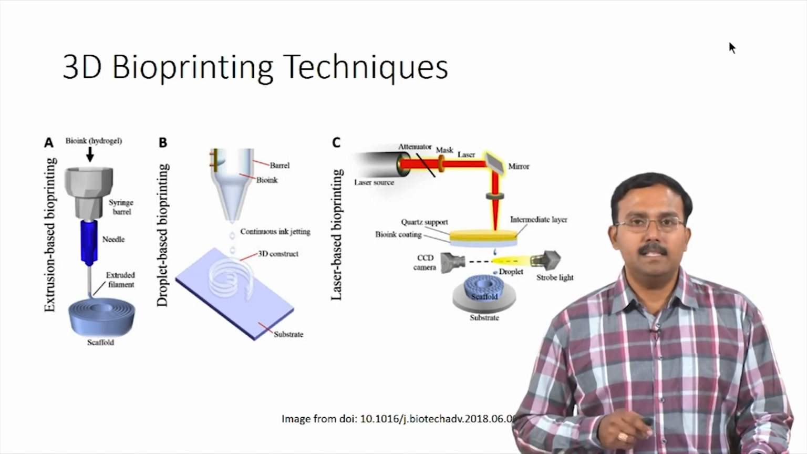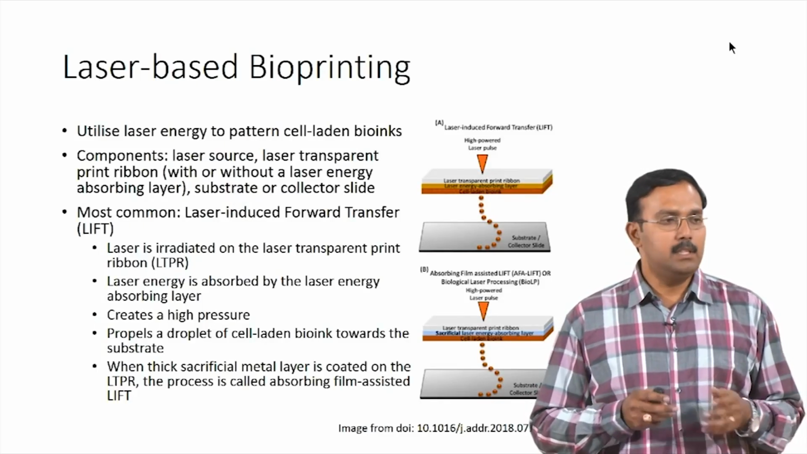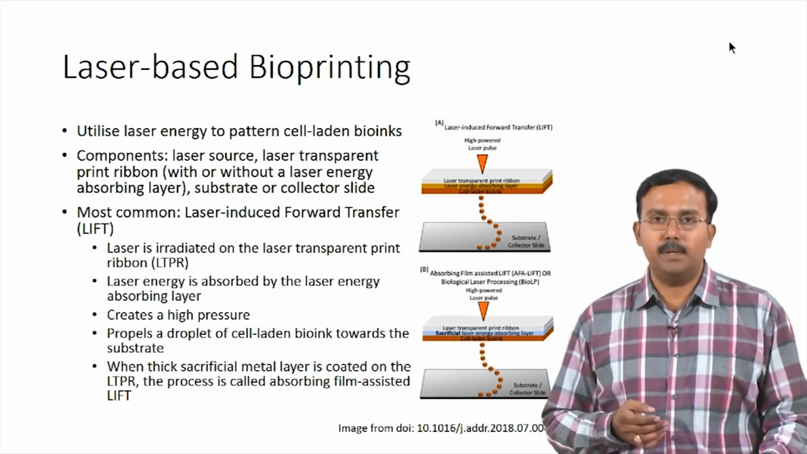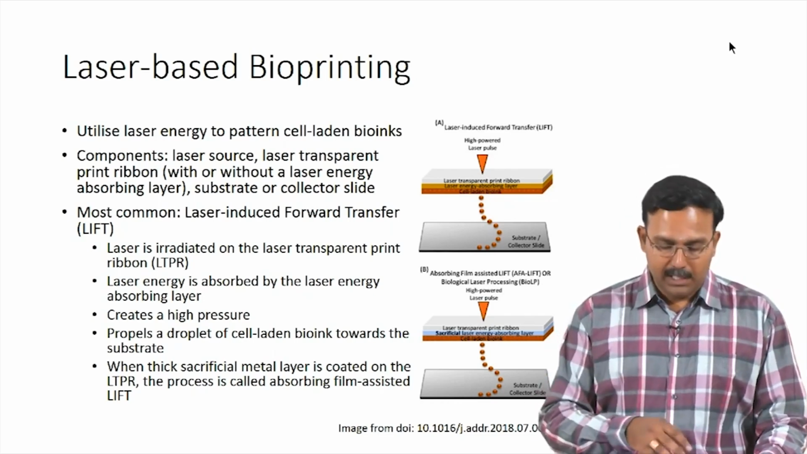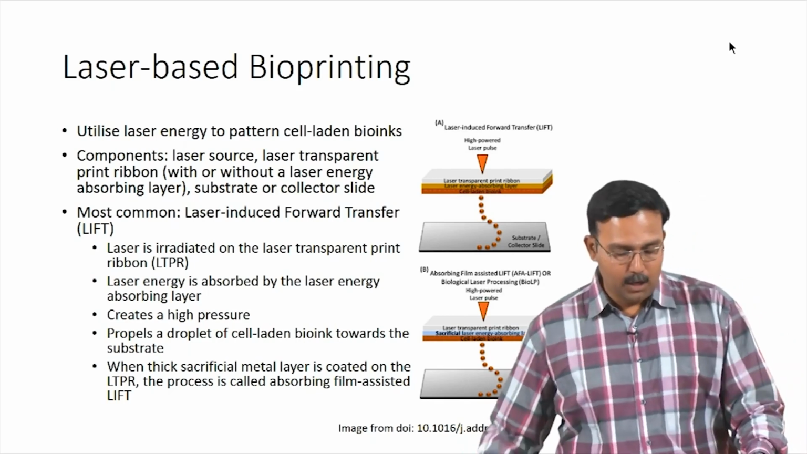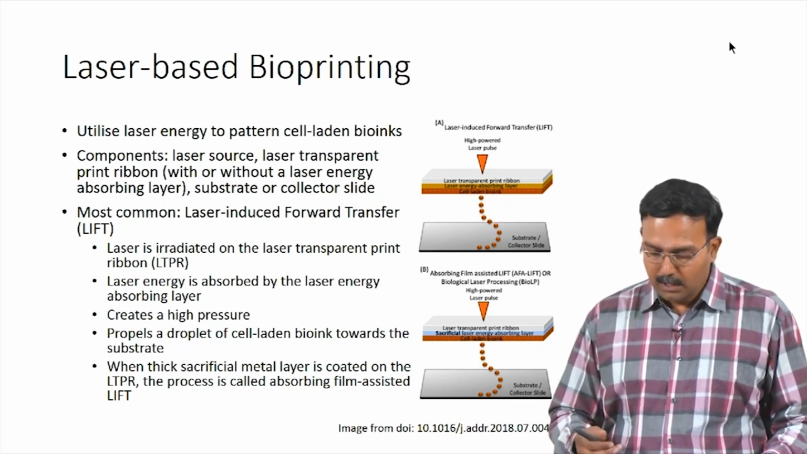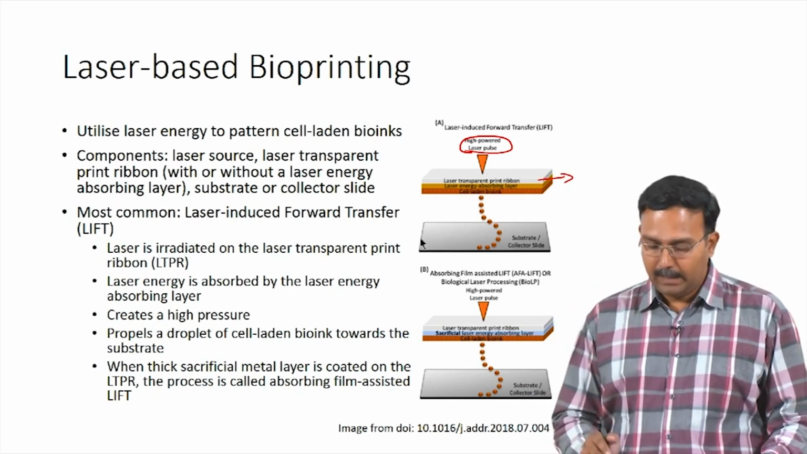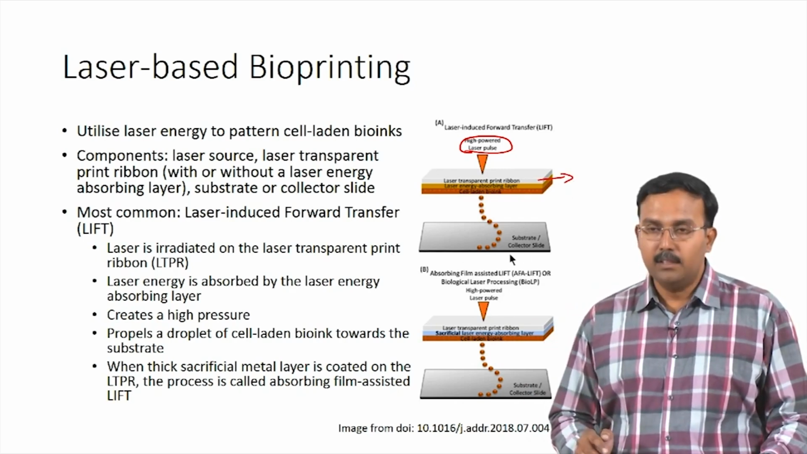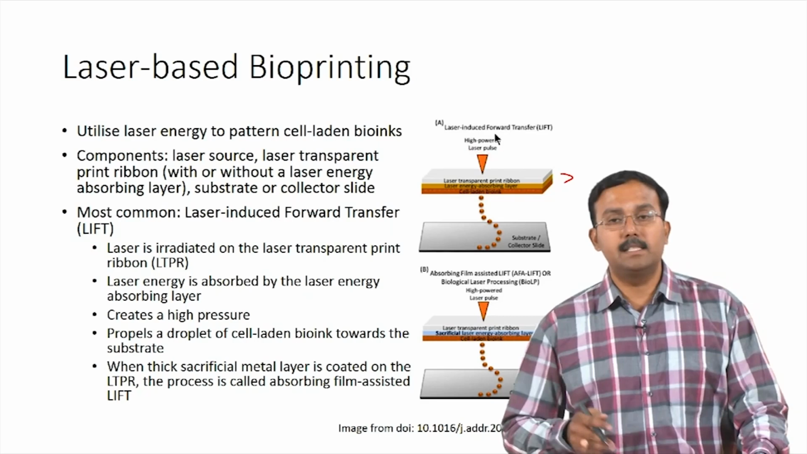Laser based uses laser energy to pattern cell laden bioinks. This technology has three major components. You have a laser source, you have a laser transparent print ribbon, which can either have a laser energy absorbing layer or not, and finally, you have a collector or a substrate. Here, this would be the laser source, and you have the ribbon on which the ink is laid, and then you have the substrate on which the printed ink will fall. This is what you see in a laser based bioprinter.